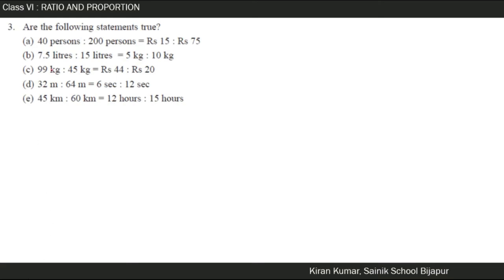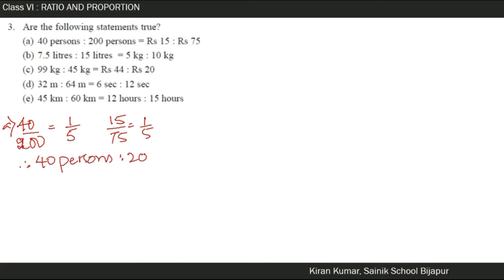Question number 3. Are the following statements true? 40% is to 200% equal to rupees 15 is to rupees 75. Now, in such cases, it's better to take the ratios. The first one, if you do the ratio of 40 upon 200, on simplification it becomes 1/5. And rupees 15 upon rupees 75 is also 1/5. Therefore, 40% is to 200% is equal to rupees 15 is to rupees 75 is a true statement.